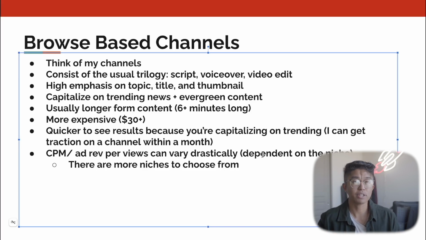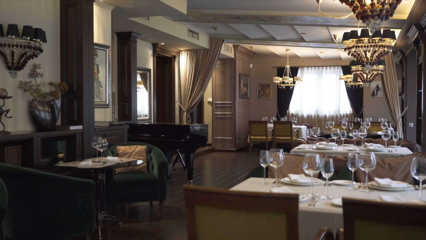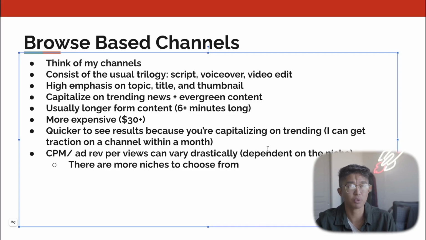There are a lot more niches to choose from when you're starting a browse-based channel. What I mean by this is that with a browse-based channel, you can go into niches like celebrities, tech, crypto, finance, make money online, luxury, sports, basketball, hockey, golf, soccer, tennis. You can go into a lot of niches to choose from and get your traffic from browse traffic. And that usually comes from capitalizing on what's trending, capitalizing on what people are searching for.